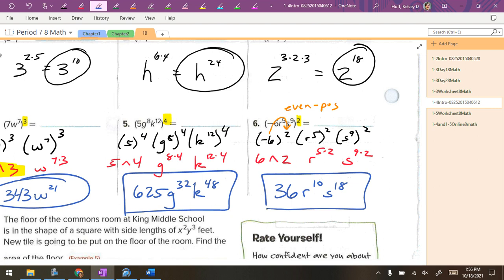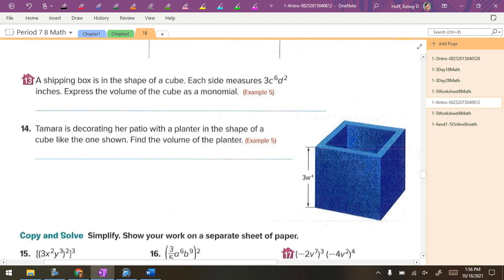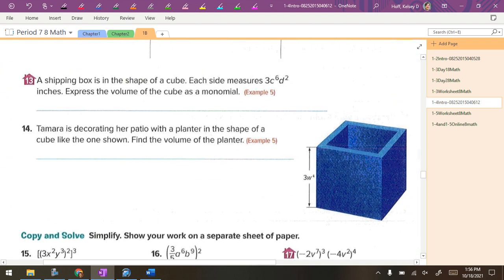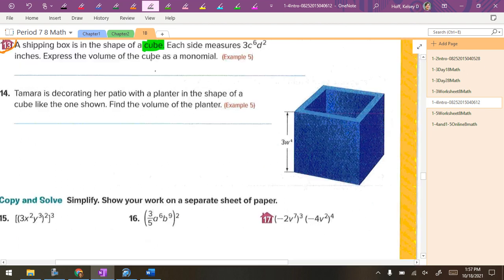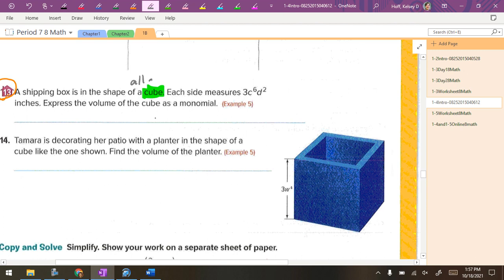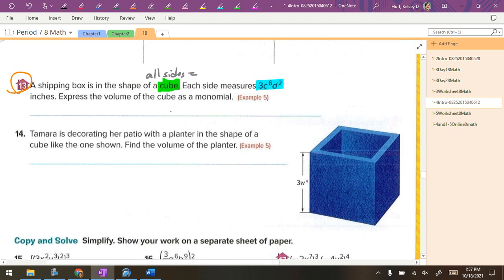Let's go to page 35. I'm going to do problem 13 with you, which is part of your homework, and will also help with another section of your homework. Problem 13. A shipping box is in the shape of a cube. What do you know about a cube? All sides are equal. And each side measures 3 times c to the 6th times d squared inches. Express the volume of the cube as a monomial.